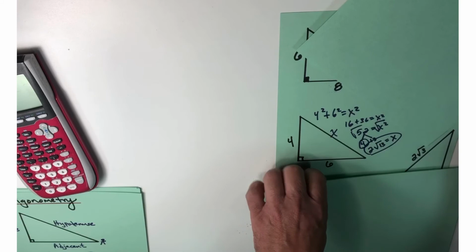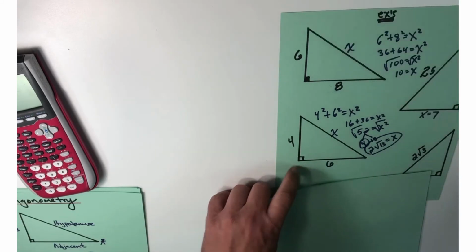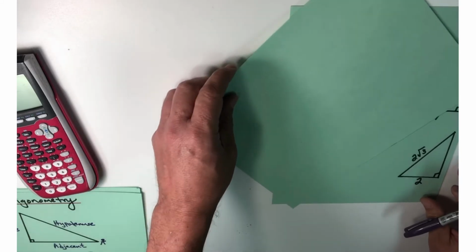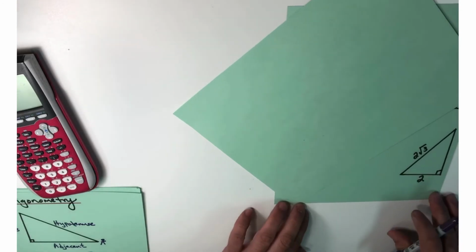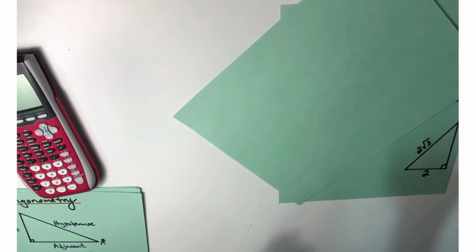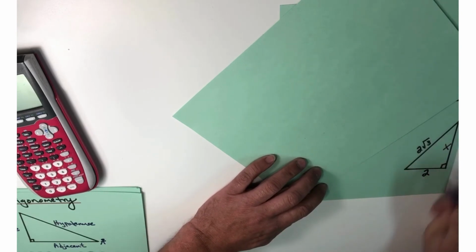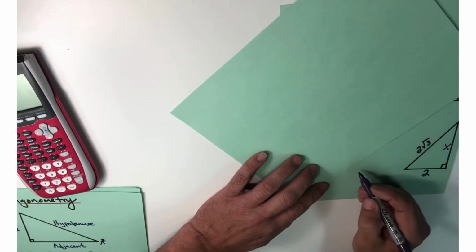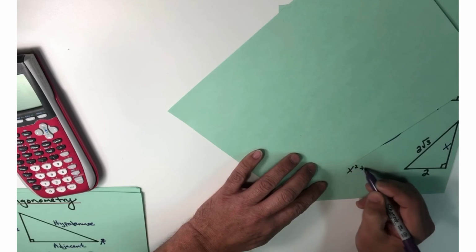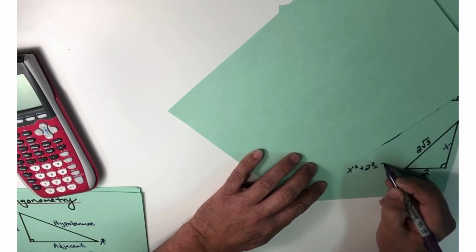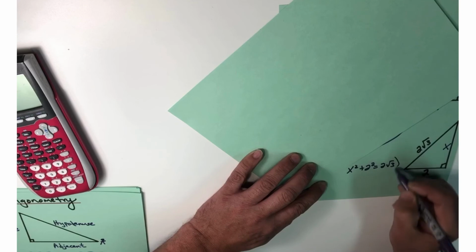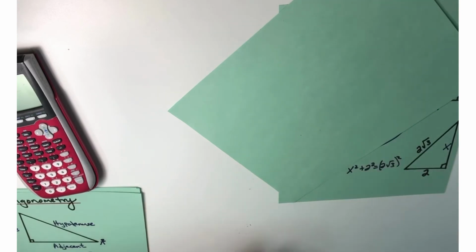Let's try one more, and I'll try to make this one a little bit more of a challenge because I'm going to give you a square root. So obviously with square roots, there is no triple for you to look into. So let me go ahead and get started. I'm going to call the second leg x. And so I'm going to say x squared plus 2 squared is equal to 2 radical 3. And I'm going to use the parentheses to make it easier, okay?